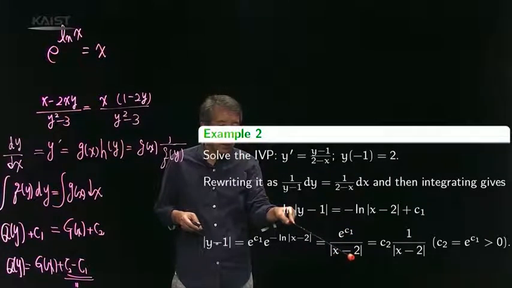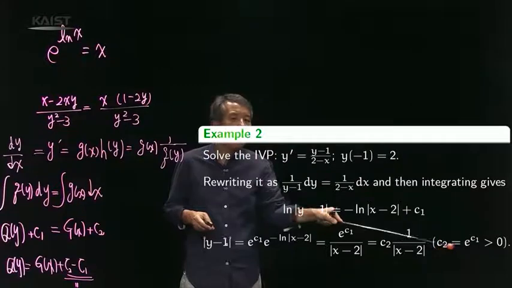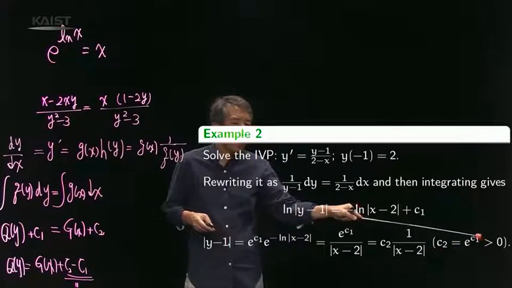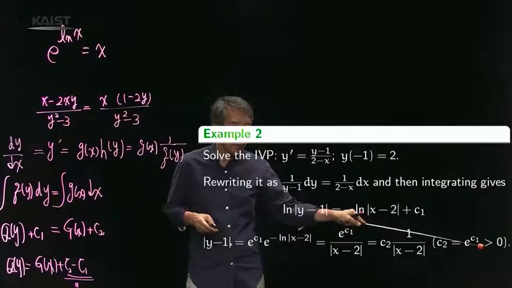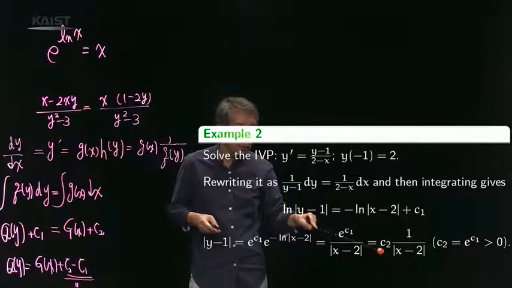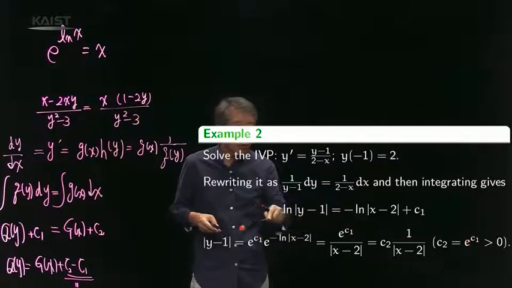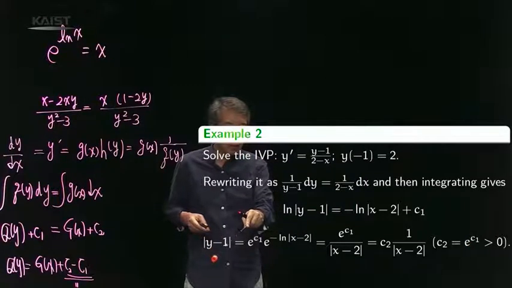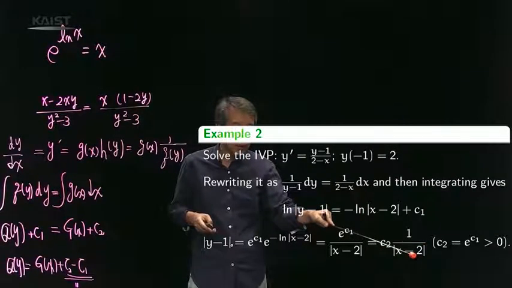Let's call this e to the c1 to be c2. Then c2 is an arbitrary positive number because the exponential of any real number is strictly positive. So here the constant c sub 2 can be an arbitrary positive number. So we have this expression: absolute value of y minus 1 is equal to c2 over absolute value of x minus 2.